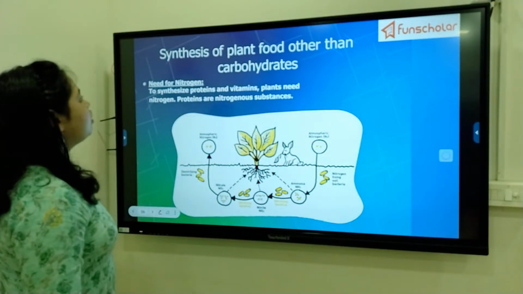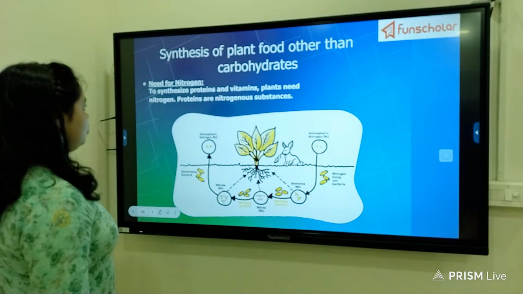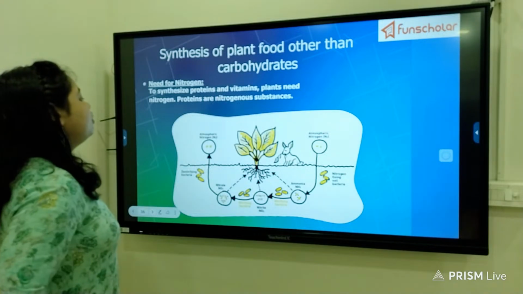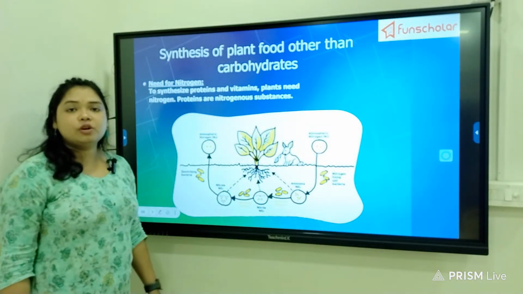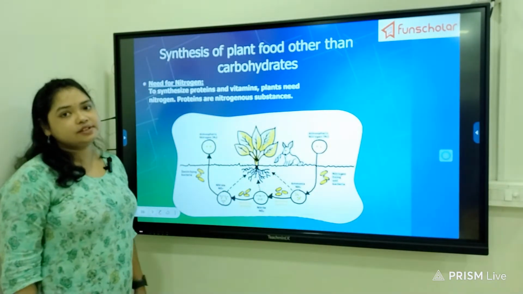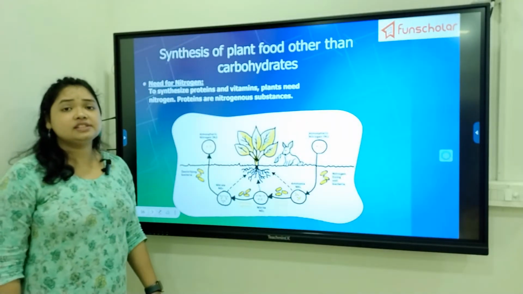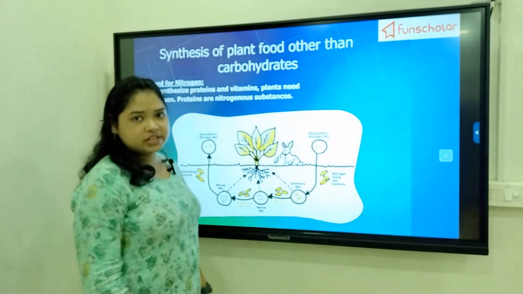Now, synthesis of plant food other than carbohydrates. Do the plants only synthesize glucose? Glucose is a form of simple sugar, that means it is a form of carbohydrate. It is a simple monosaccharide.